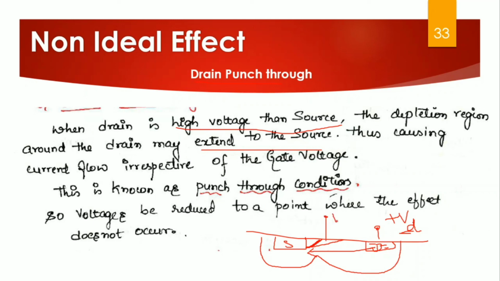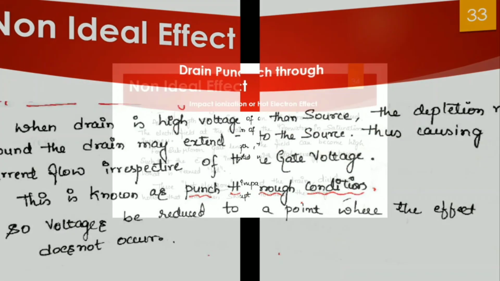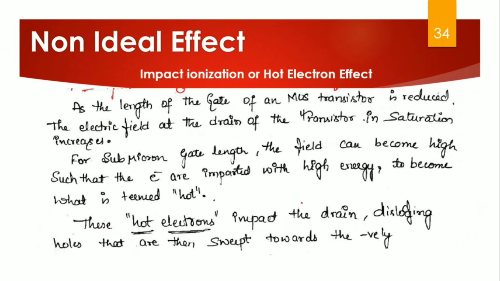That is, even if you turn off the gate voltage or vary the gate voltage, the current may not vary. So it will go beyond the control of gate voltage. The current IDS may go beyond the control of gate voltage. This phenomenon is called the punch through condition. The last one is impact ionization or hot electron effect.